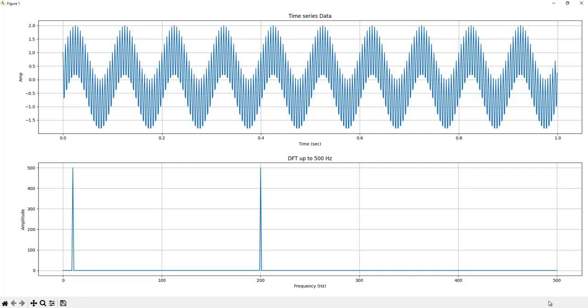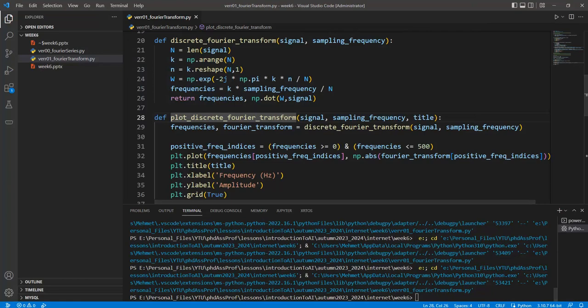Okay. Let's take a 5 minutes break, and then we will continue with another transformation techniques.